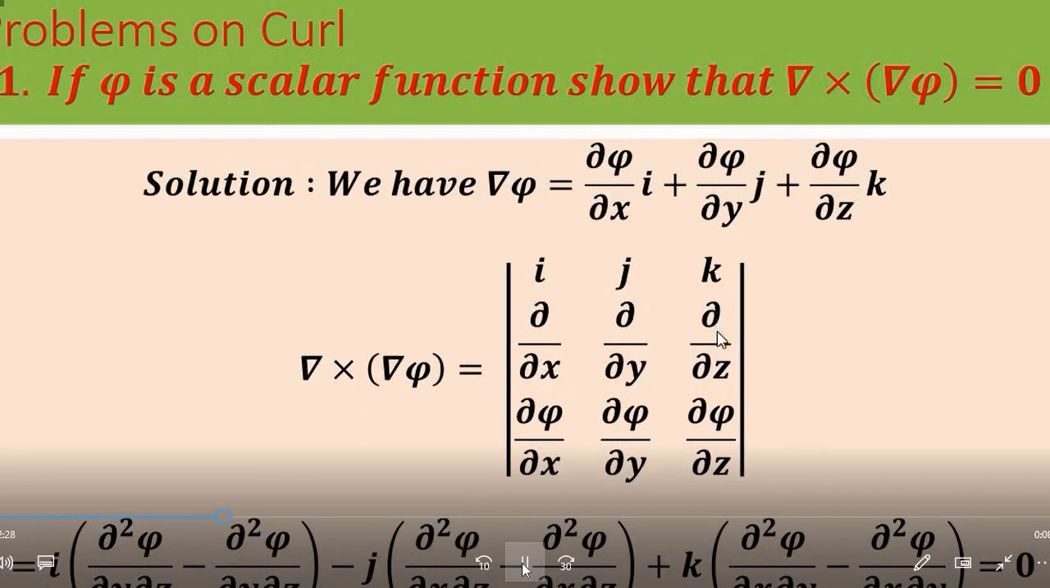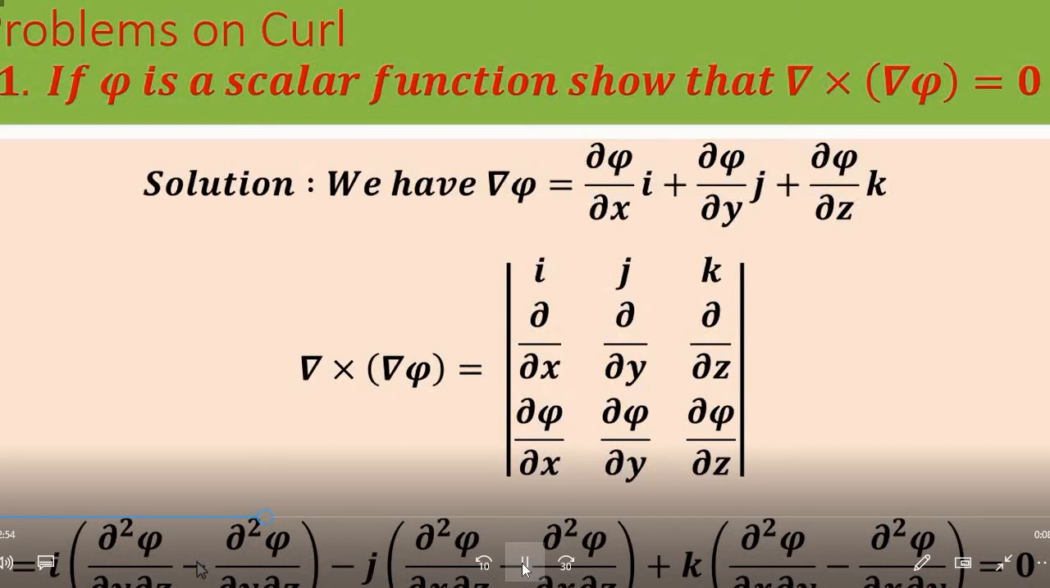Then operating with ∂/∂z to ∂φ/∂x, we get ∂²φ/∂x∂z, plus k into, now exclude this column and this row, and the remaining elements are ∂/∂x of ∂φ/∂y, that is ∂²φ/∂x∂y, and ∂/∂y of ∂φ/∂x is ∂²φ/∂x∂y.